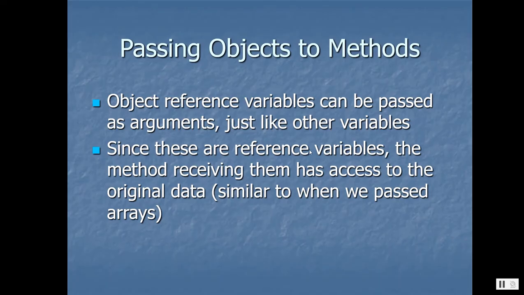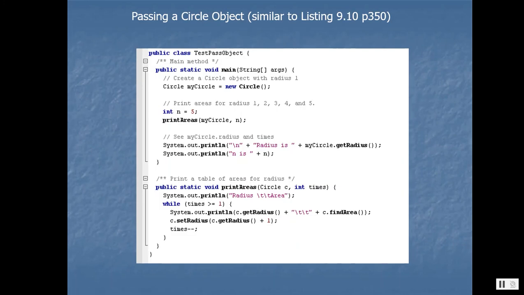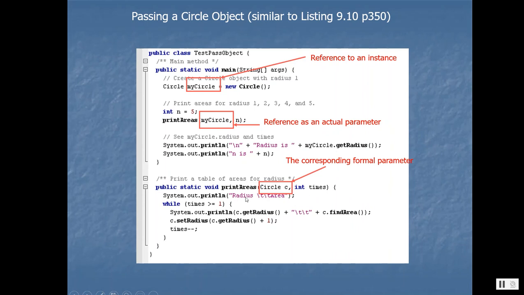And then once again, the last thing having to do with the Chapter 9 material has to do with passing objects to methods. We actually did see an example doing this, but let me just illustrate it with the example code here. Test pass object, once again making use of the circle class. Here we're passing the reference as an actual parameter to print arrays. And here it's taking it as a formal parameter. So I think you get the idea with that. So that's all the material from Chapter 9 that I wanted to cover.